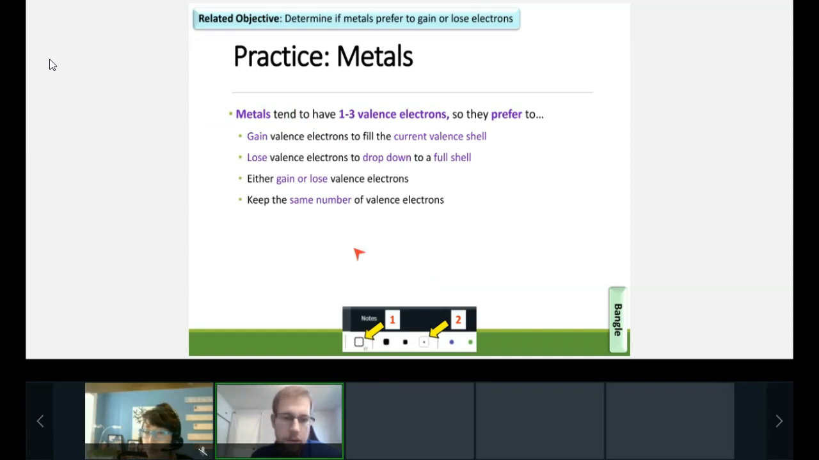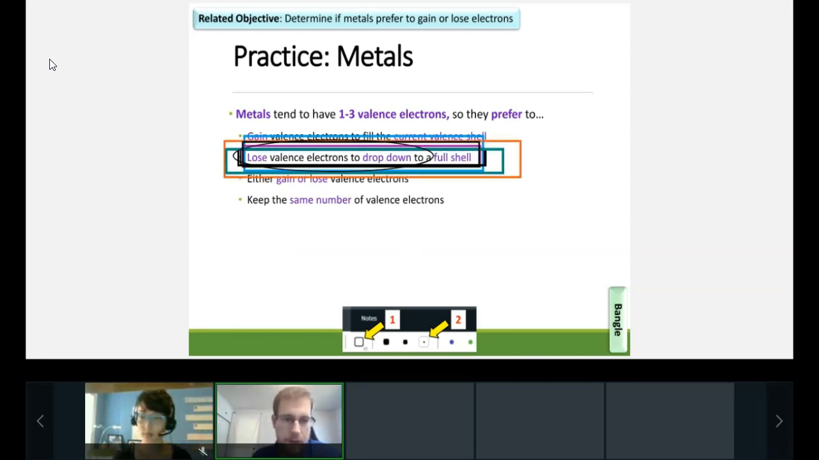So our whiteboard tools are on. Let's use our box tool. We're going to put a box around the correct option here to complete the statement. Remember, metals tend to have 1 to 3 valence electrons. So what do they prefer to do with these electrons? Do they prefer to gain or lose, or keep the same number?